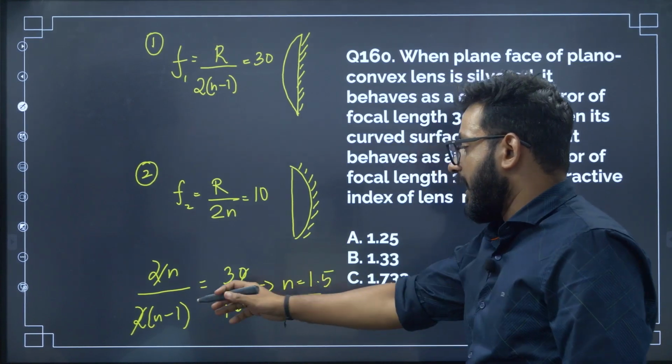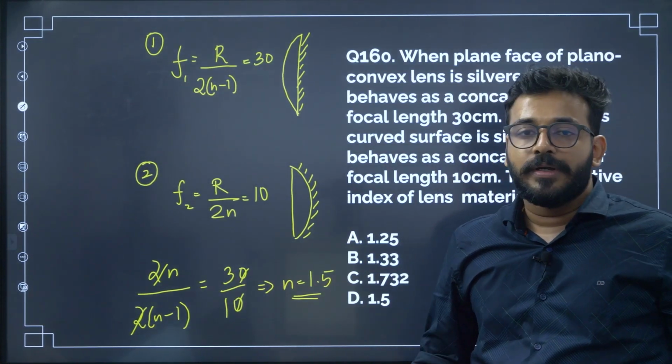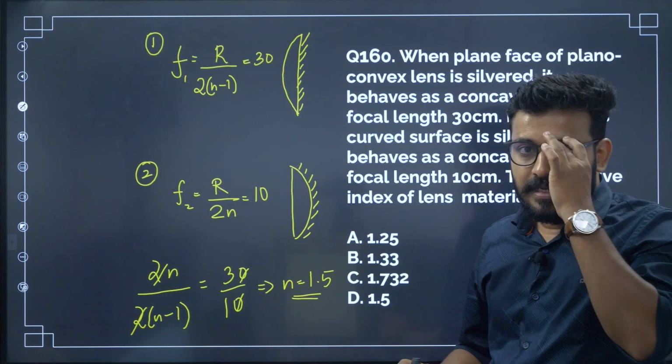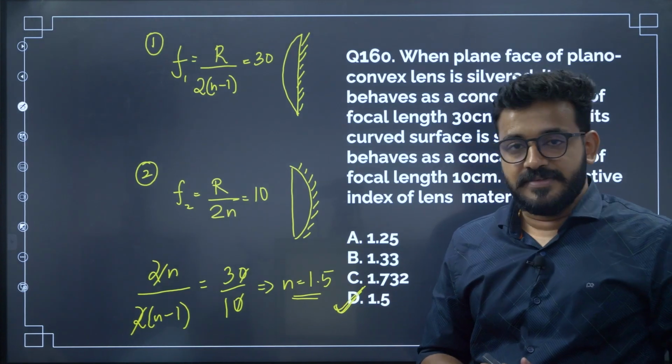I leave the detailed calculation to you, so please go through it. If you find any contradiction, please let me know in the comment section. All right, this is the answer, and finally you can take option D. 1.5 is the correct answer.